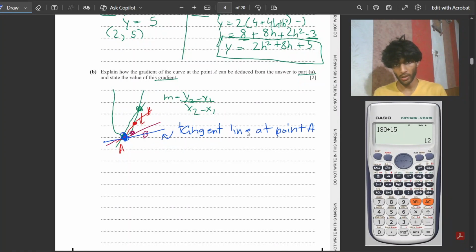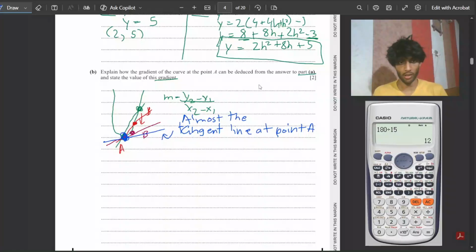Point A. So basically, what am I doing? I'm moving that B point closer and closer to A until it's so close to A that when I draw a chord between them, that chord is almost, you can put the word almost, the tangent line at point A.